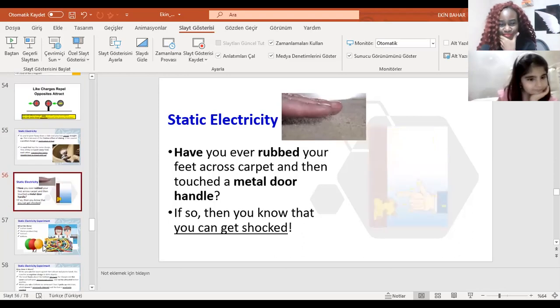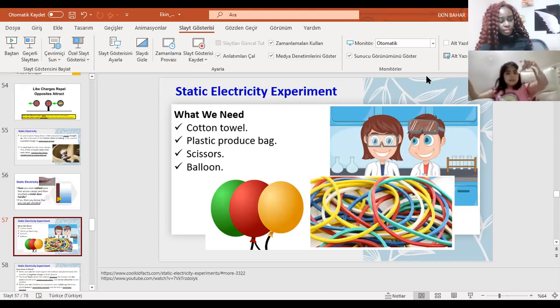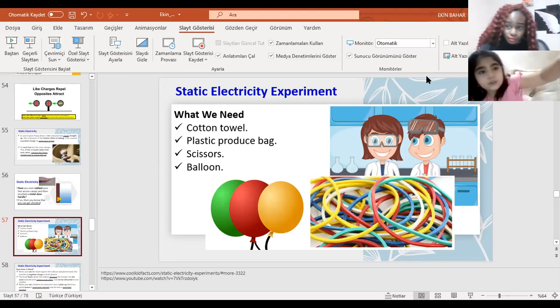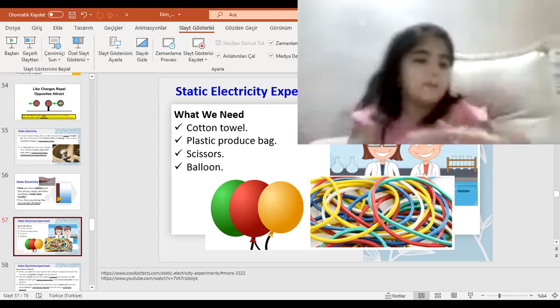Anyways, now I have an experiment. All right. So, the things we need. A cotton towel. Plastic. Can it be wet? Nope. This kind of towel. And scissors, you are going to cut this, and it needs to be thin, not thick. I cut this from a plastic bag.